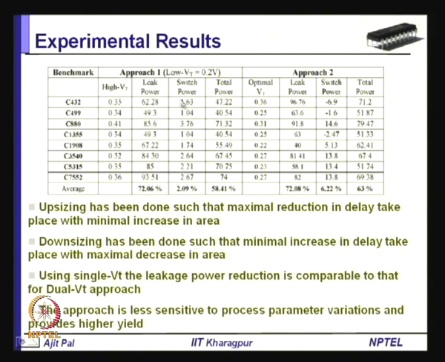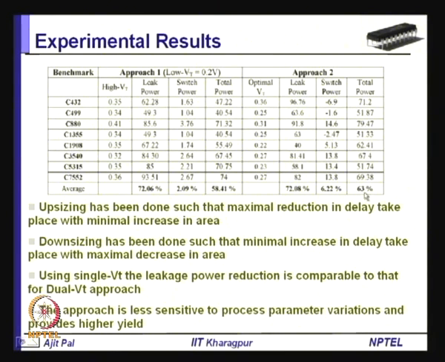Here you can see this is the result of dual threshold voltage. Whenever you realize circuits using dual threshold voltage, a reduction of 72.06% occurs, and on the other hand, when we use a single threshold voltage with the approach that I have discussed in detail, we can see there is a 72.08% reduction in the leakage power. Let us forget about the switching power, that reduction also occurs, and the total power reduction is 63% compared to a total power reduction of 58.41% in the case of the dual threshold approach.